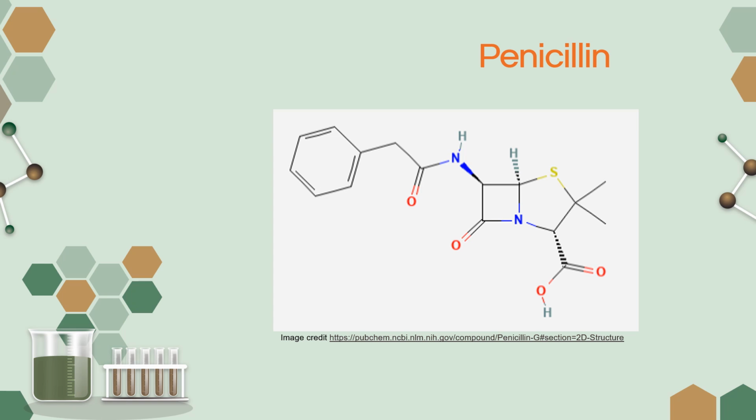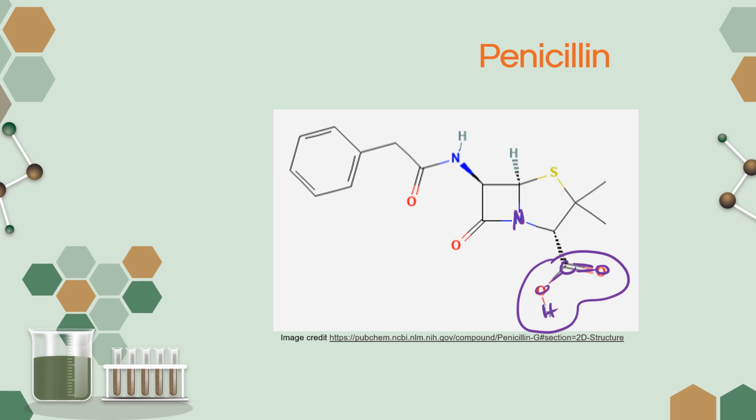Fungus makes it to ward off bacteria because it doesn't want to have to compete with the bacteria for the detritus that it feeds off of. Penicillin, again, we use it to also kill bacteria. Let's look at some of its functional groups. Notice here, we've got a COOH. That's a carboxyl group.